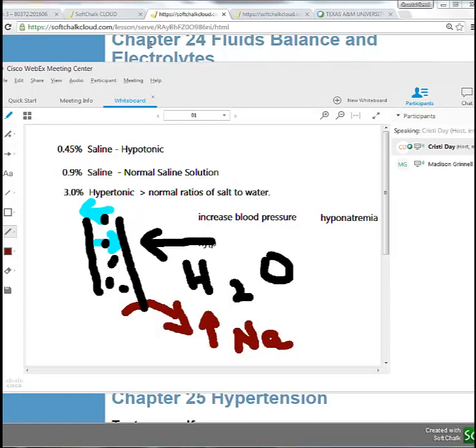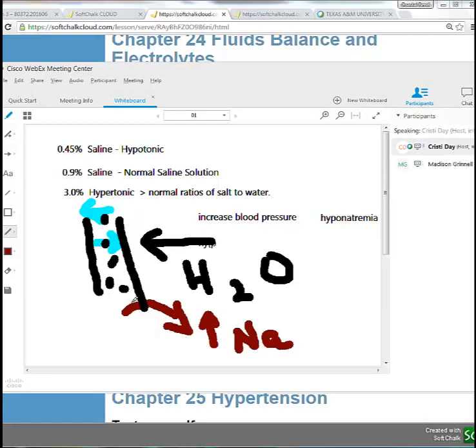So with the hypotonic solution, hyper or hypo? Hypo. It distributes the water. It leaves the intravascular space and goes outside to the tissues. Yes. So does that decrease the salt in the intravascular space? Yes, it will. Because what it's going to do is it adds more fluid.